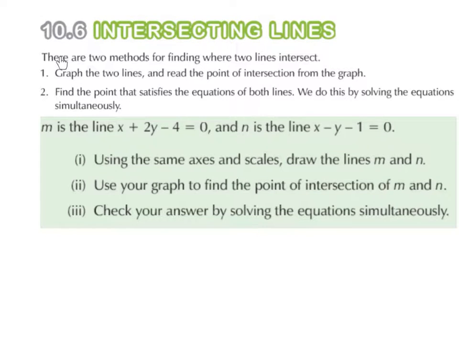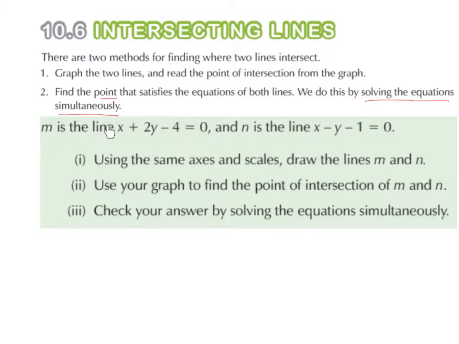Intersecting lines. There are two methods for finding where two lines intersect. Number 1, graph the two lines, read the point of intersection from the graph. Number 2, find the point that satisfies the equation of both lines. We do this by solving the equations simultaneously.